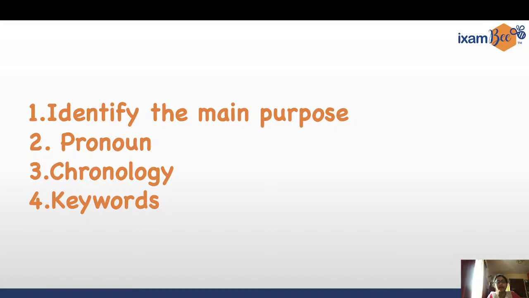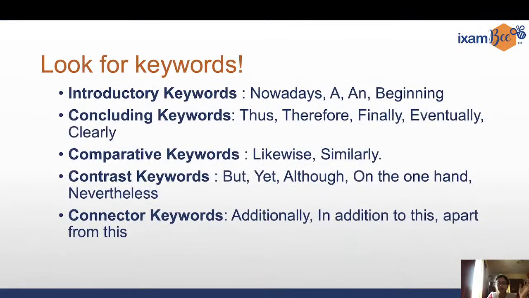And the last one is remember the keywords. Now this is something very important. Try to remember the important keywords, and this is the slide that's very important. We need to look for introductory keywords like nowadays, a, and beginning. We will also have concluding keywords like thus, therefore, eventually, clearly, finally. These are all concluding keywords. They end the para jumble. It's also called a para jumble because the paragraph is jumbled, or a sentence rearrangement set.